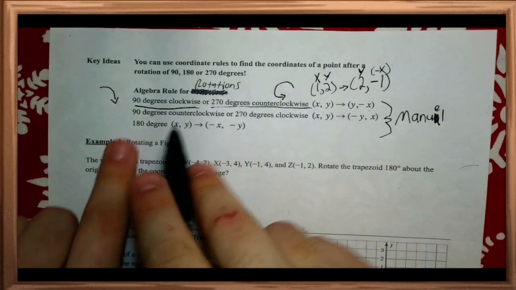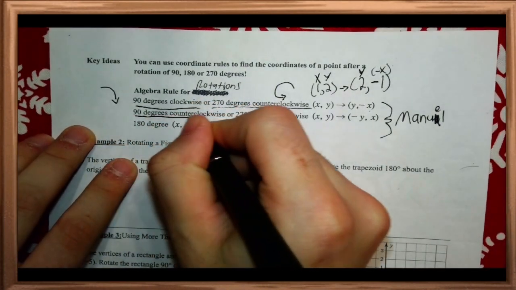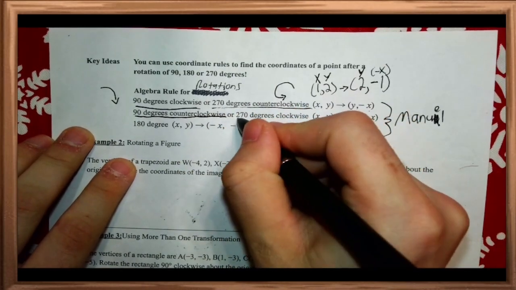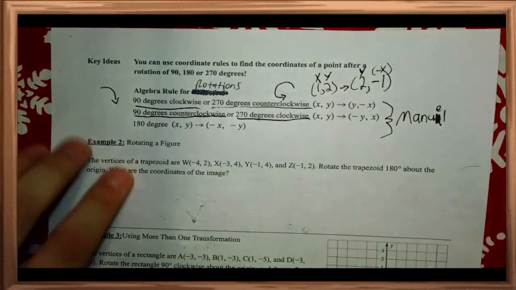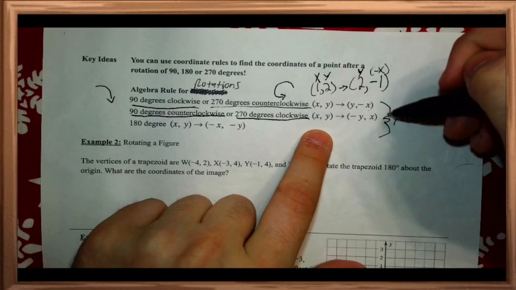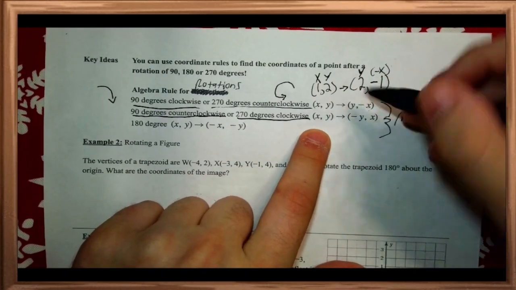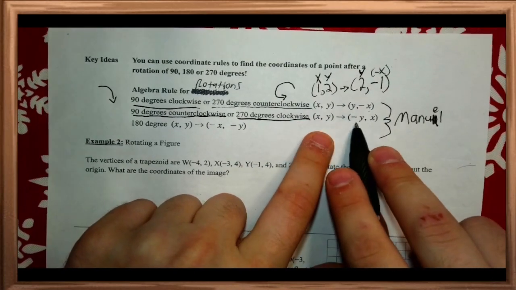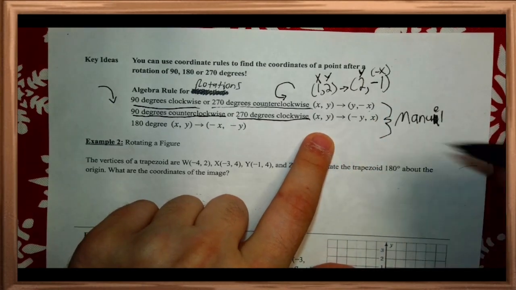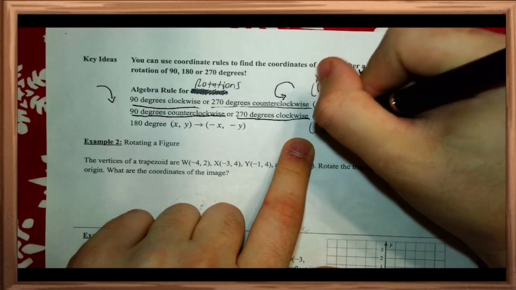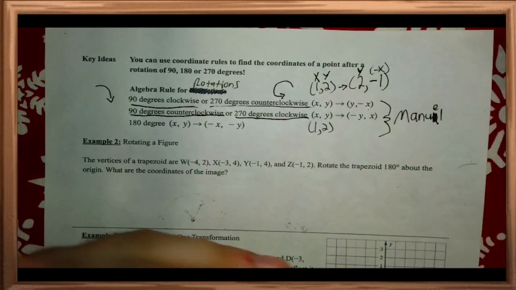Let's look at the second one. 90 degrees counterclockwise or 270 degrees clockwise. We do a very similar thing, except this time the y becomes negative instead of the x. So let's use that same number we just did. We had (1, 2) as a coordinate.